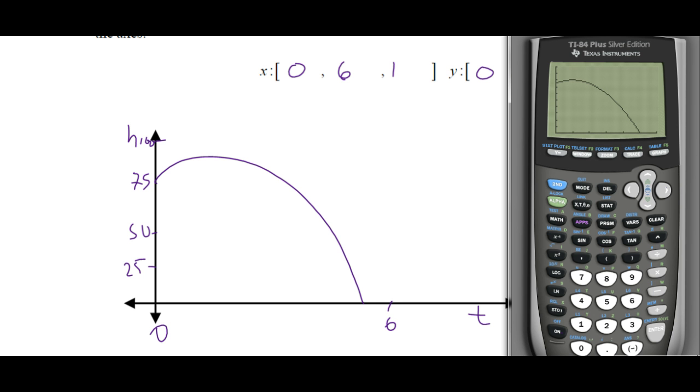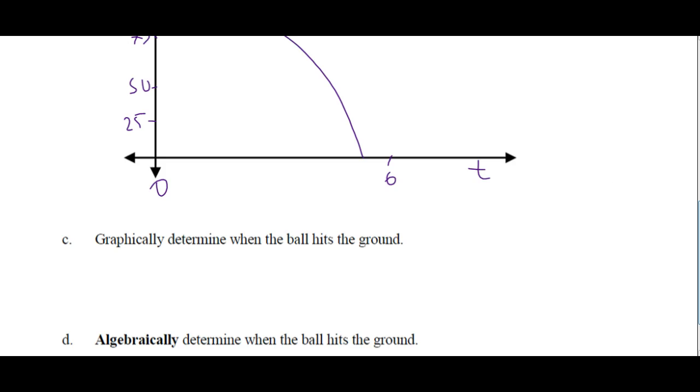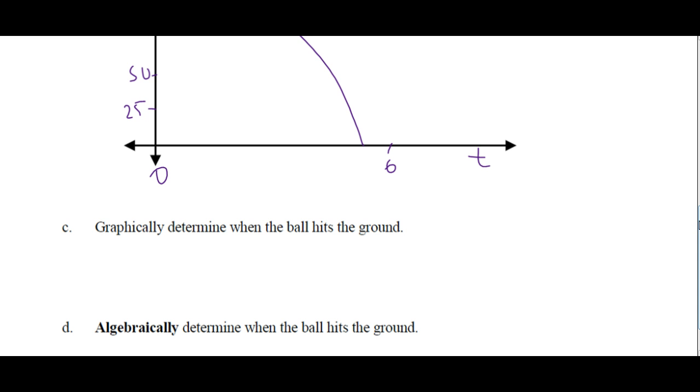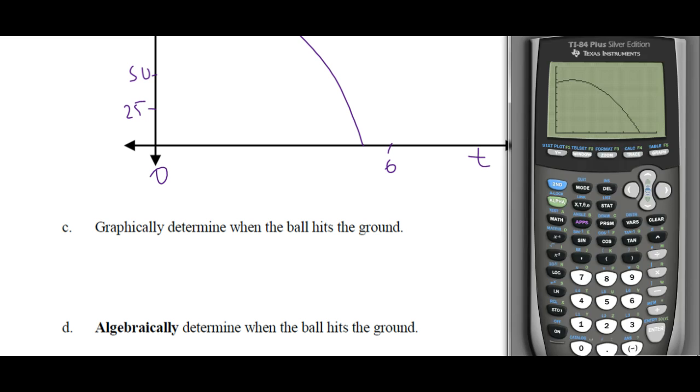Okay, so last unit we would be interested in, hey, what was the maximum height of the ball and when did it happen, right? Maximum. This opens down, we know it has a negative A value, which we can actually see. Okay, what are we doing here? Graphically determine when the ball hits the ground, right? What are we interested in? The x-intercept. When does the ball hit the ground?